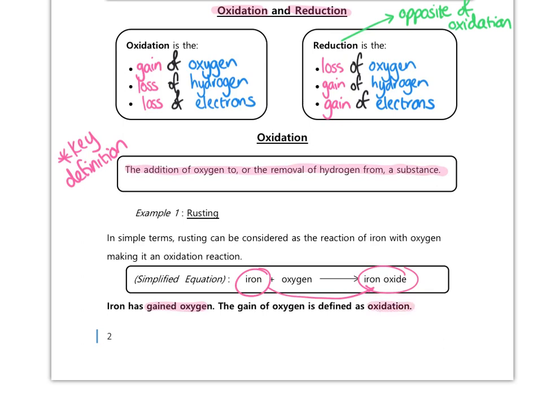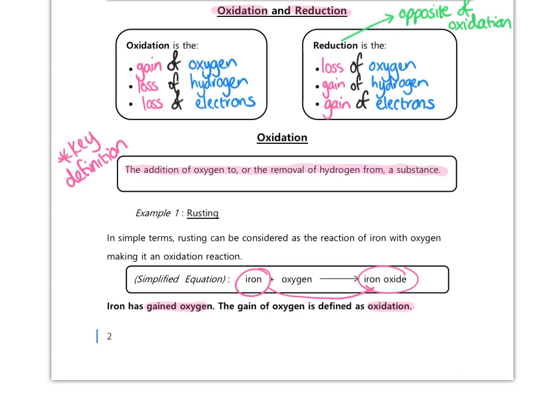defined as oxidation. And we're going to be writing a lot of these types of explanations, and it sounds like we're repeating ourselves, but what you have to say is, well, what has happened to the iron or whatever is involved in the reaction, and then is that defined as oxidation or is it defined as reduction? So read that carefully. Iron has gained oxygen. The gain of oxygen is defined as oxidation.